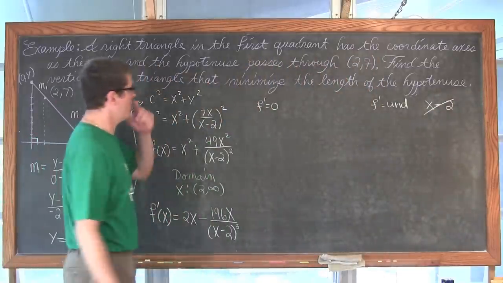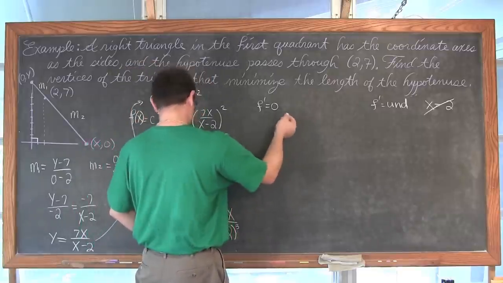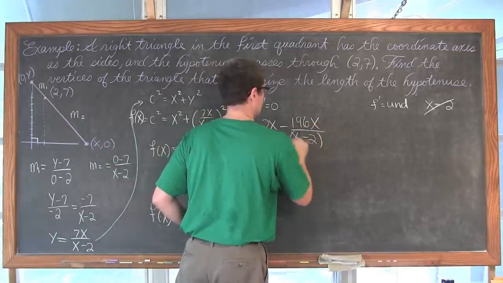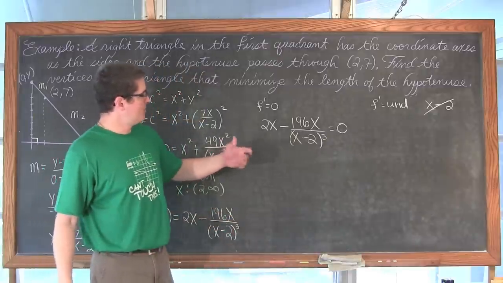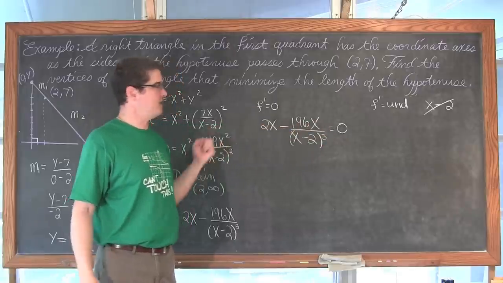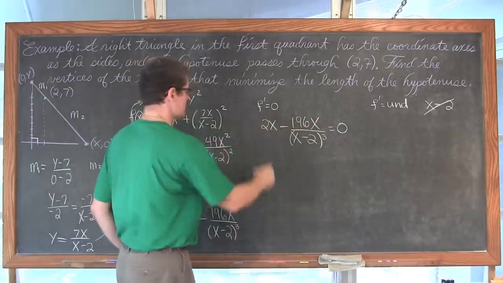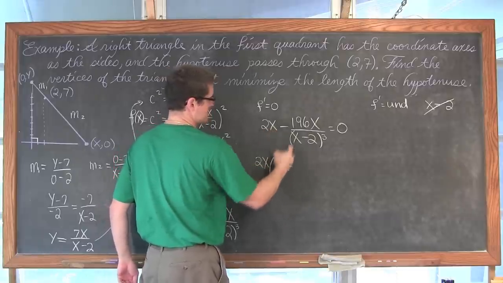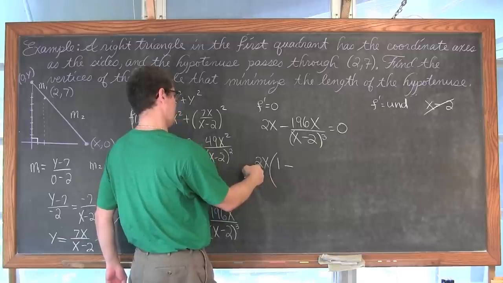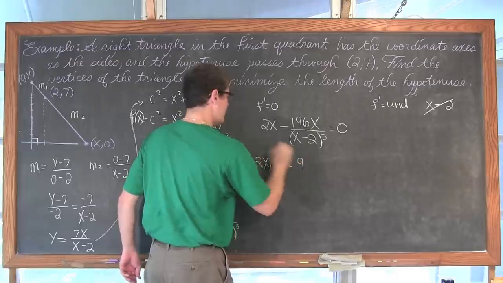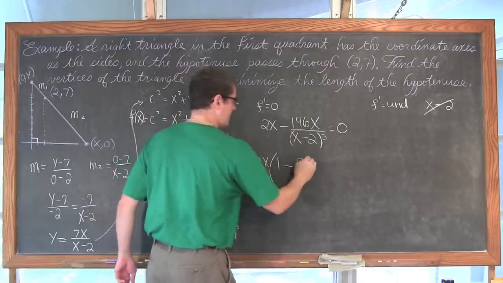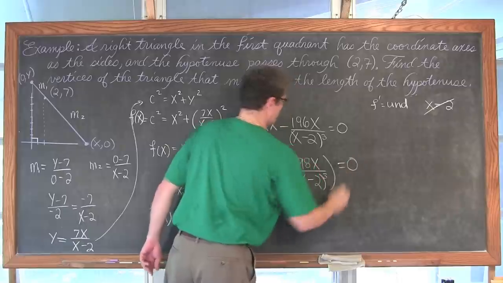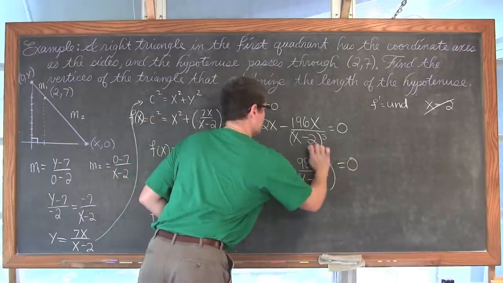So our first derivative is equal to 0. Okay, let's figure that out. So we have 2x minus 196x over (x minus 2) cubed equals 0. Okay, well, both of these terms have an x in them, right? So I can factor that x out. Actually, I can factor the 2 out as well because that 196 is even. So factor out the 2x from these two terms, and we get 2x times (1 minus 196 divided by 2, which is 98) over (x minus 2) cubed equals 0.